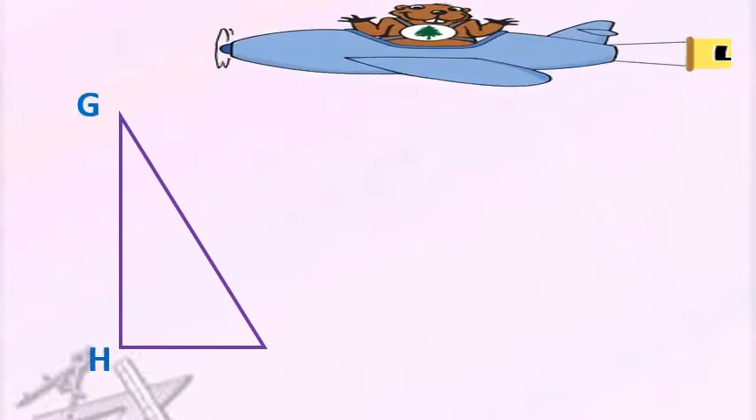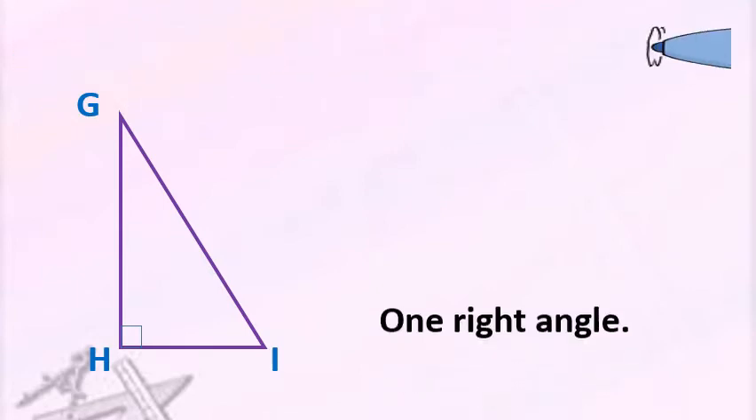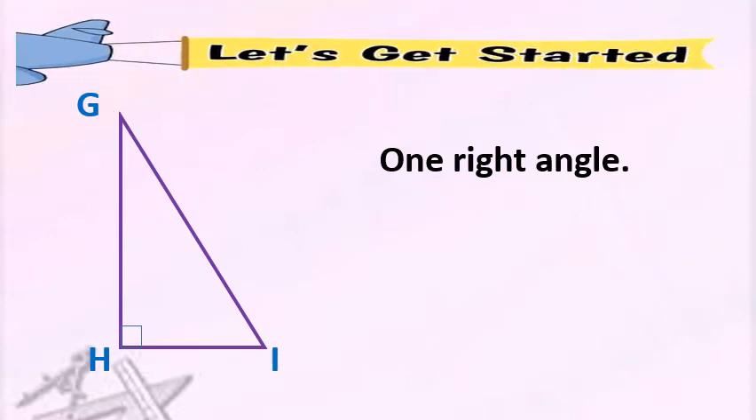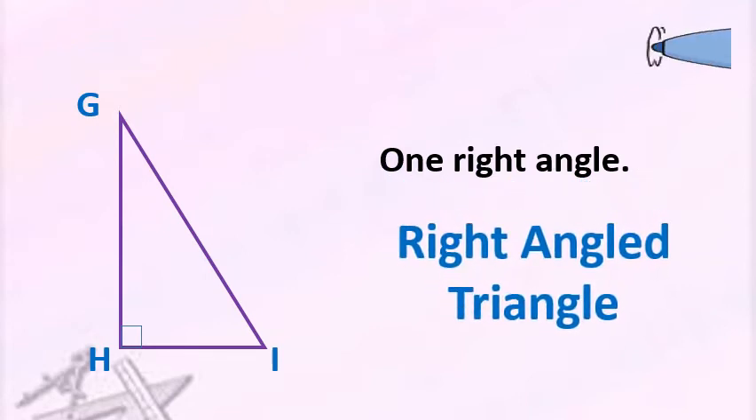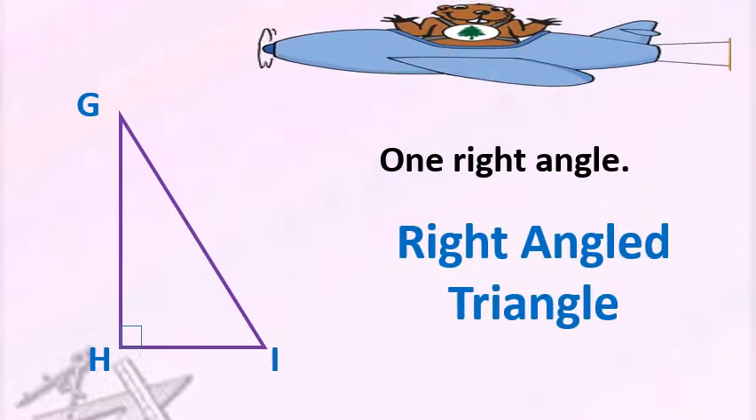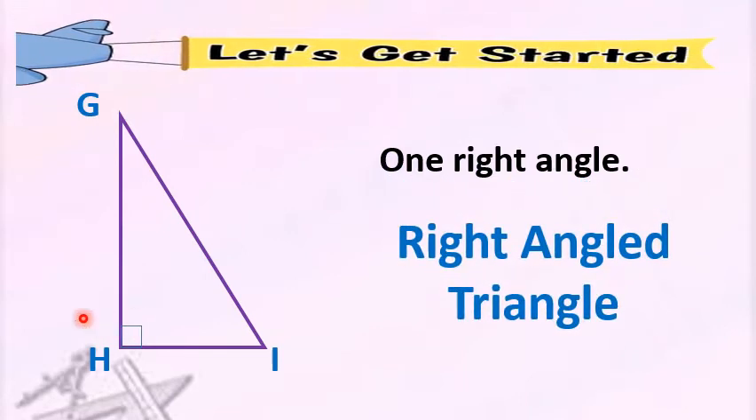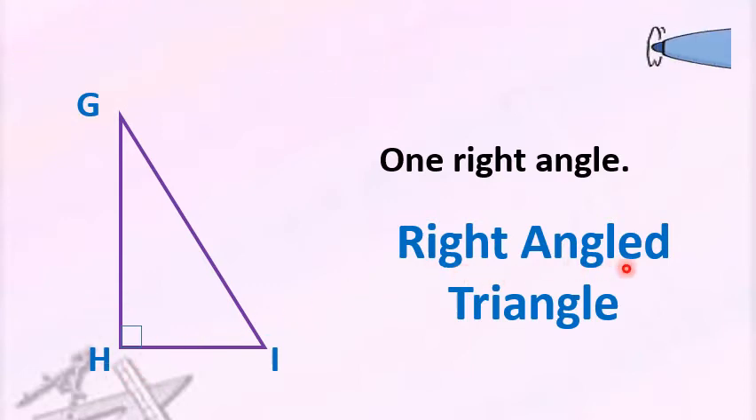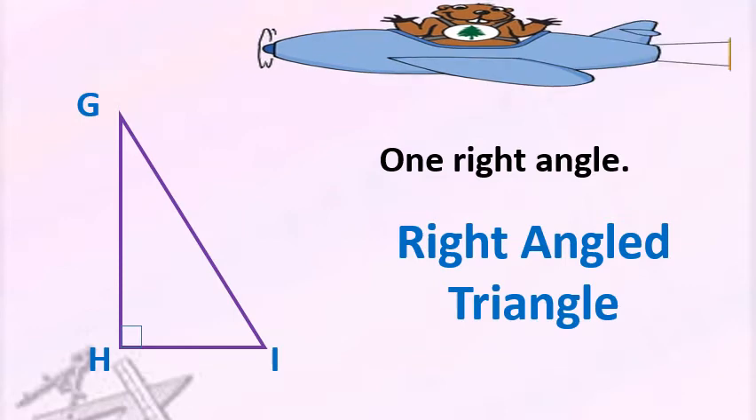Again, if you have a triangle like this triangle GHI having a right angle equal to 90 degrees, so in this triangle we have one right angle, from the angle we name it a right angled triangle. Whenever you see a triangle having only one right angle, we name it a right angled triangle.